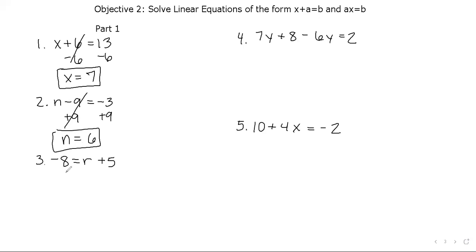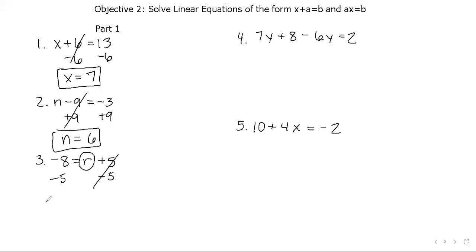For number 3, we have negative 8 equals r plus 5, all right? Some of y'all going to want to move this negative 8, but the negative 8 is not what needs to be moved. What needs to be moved is this positive 5. Remember who the star of the show is. We're trying to get this r by itself. So we need to subtract 5 from both sides, okay? Now, when we do this, of course, this one is going to go away.